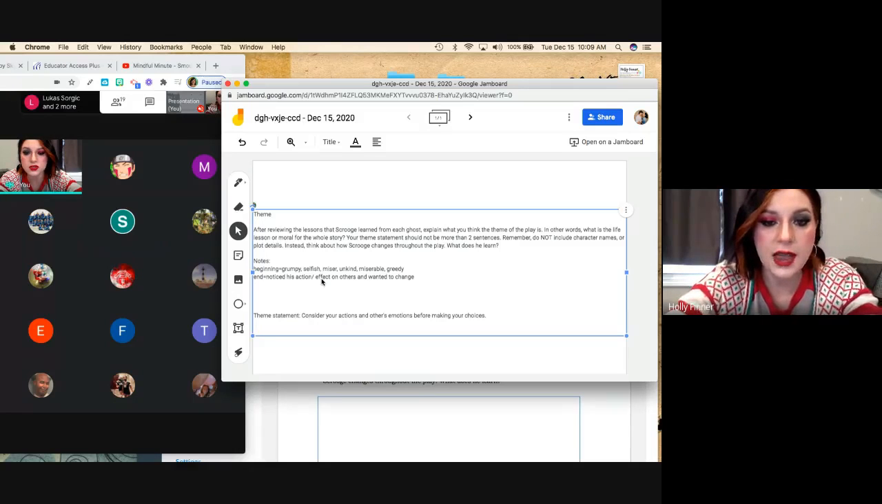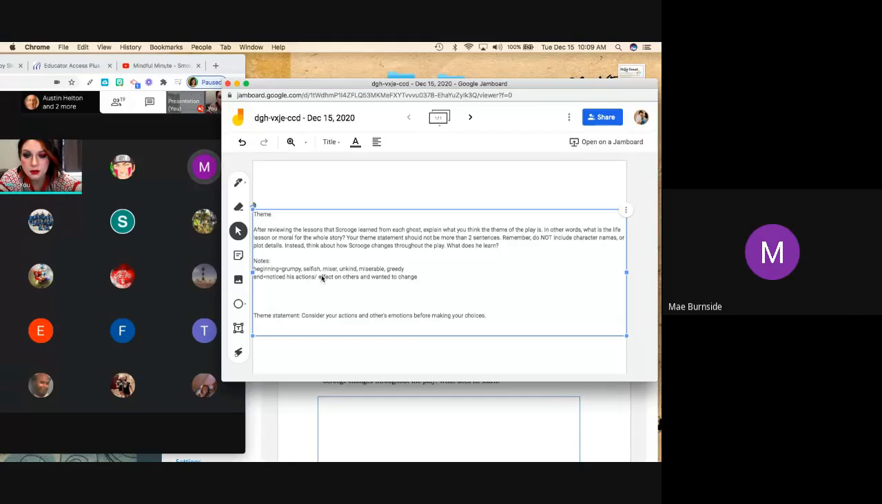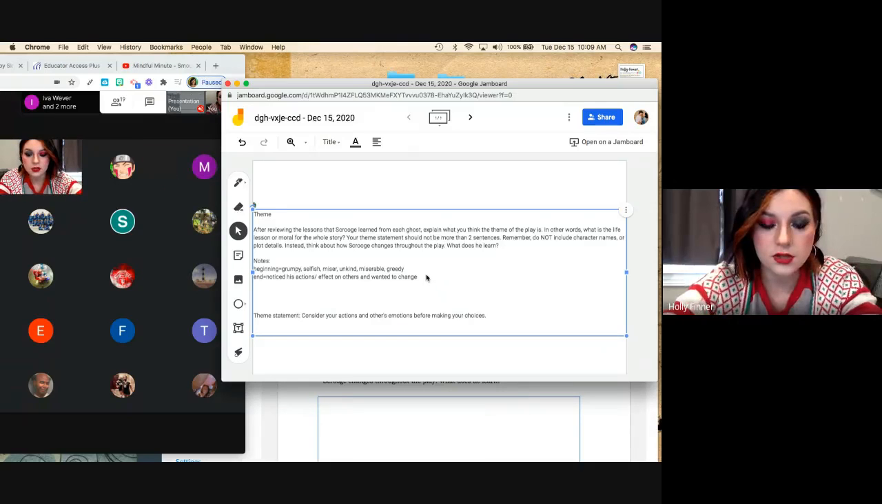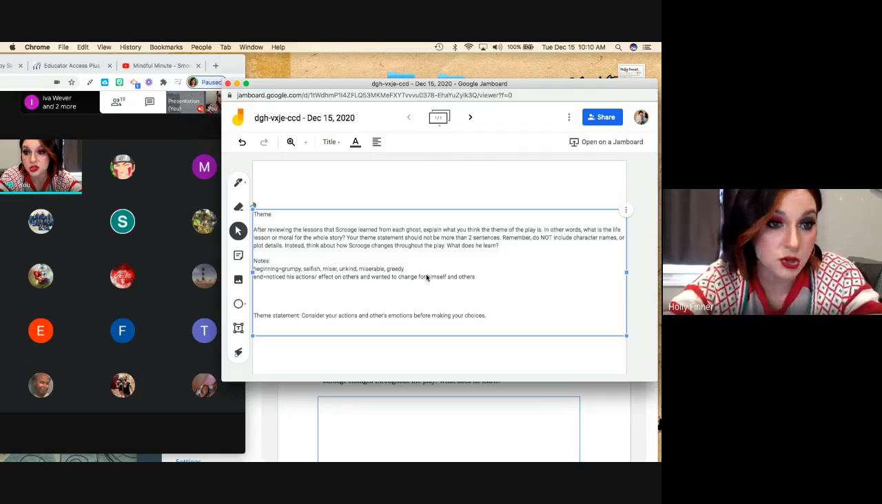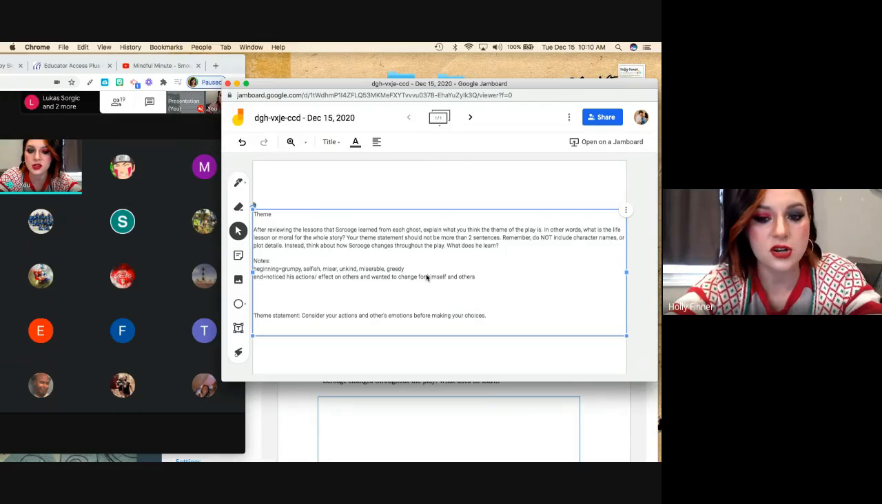So he notices actions. He also noticed that his actions were making a ripple effect in the future for himself and for others. Wanted to change, I like that, for himself and others. So it is somewhat not selfish that he wanted to change. Of course, selfishly, he does not want to pass away and he wants to live a long life, but also he wants to change to help others because he is starting to be more mindful and more selfless.